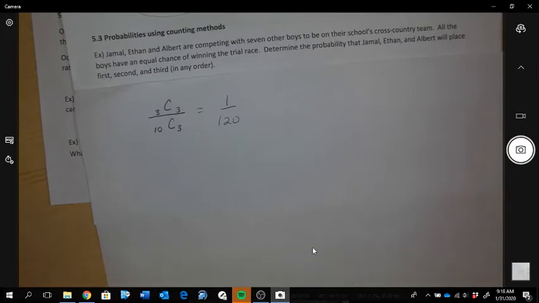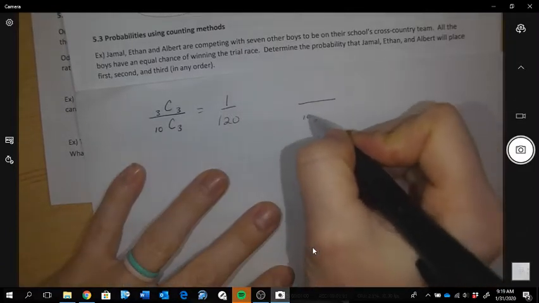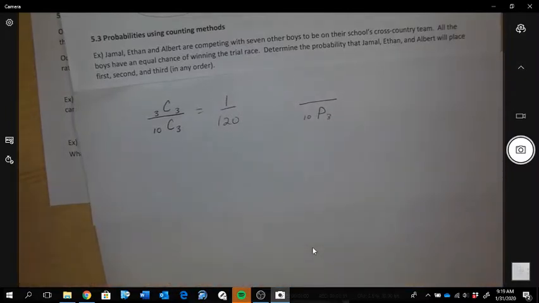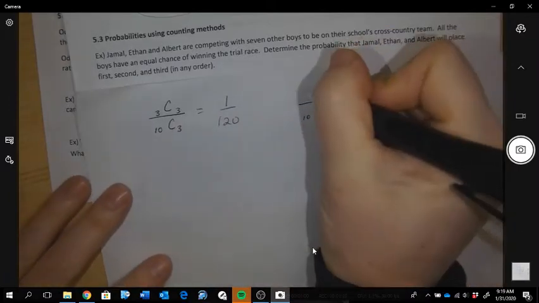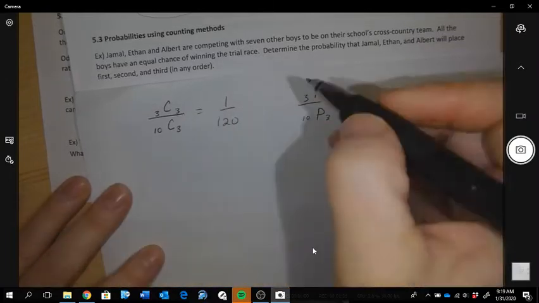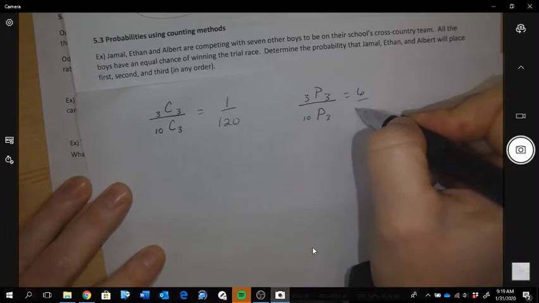There is another way. If you do want to use permutations, it would also work, just because it would be all together you would have 10 people, and then you would get 3 people and they could finish first, second, third, or in other orders. But then you would also just say that those 3 people could be arranged in 3 ways. So that ends up being the same.